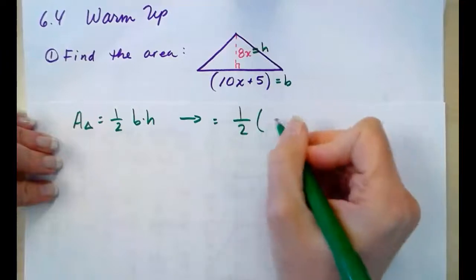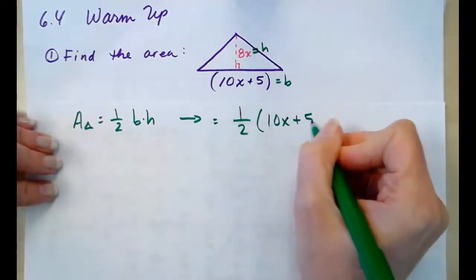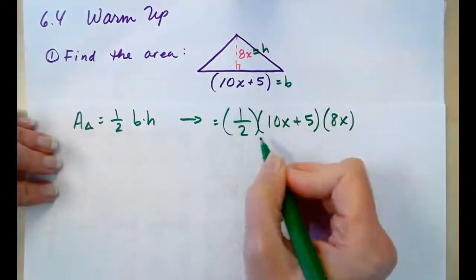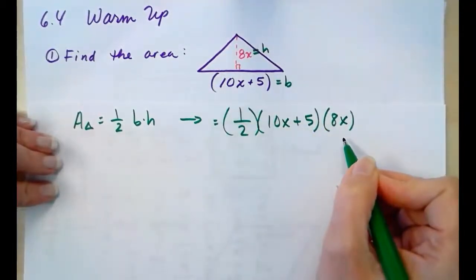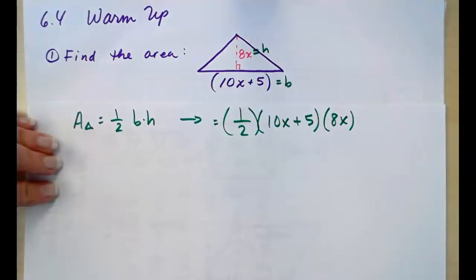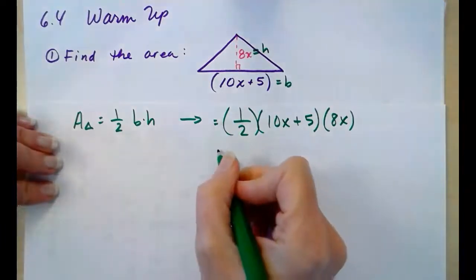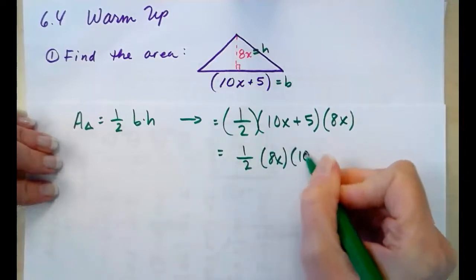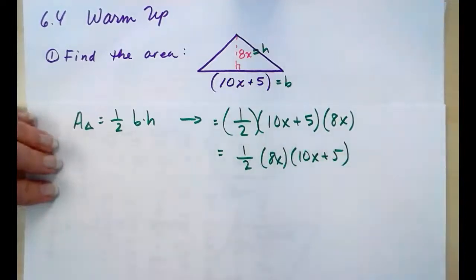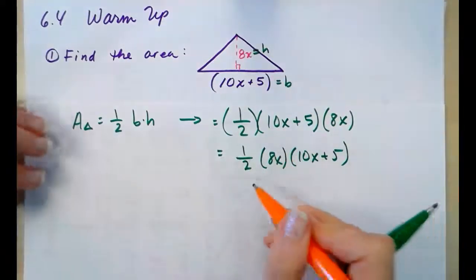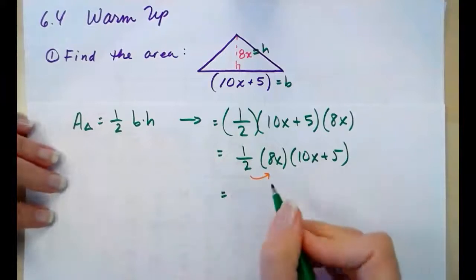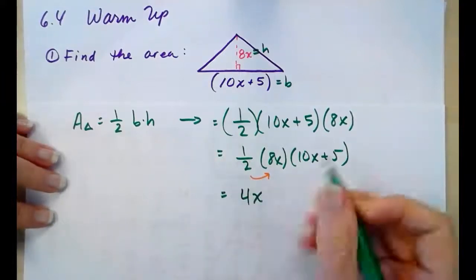So 1/2 the base times the height. Remember, this is all multiplication straight across. And since it is multiplication, you can use the commutative property to change the order, and it might look a little bit better. So first of all, let's multiply 1/2 times 8x. And 1/2 of 8x is 4x.